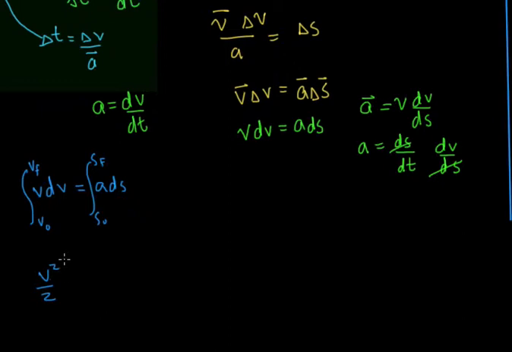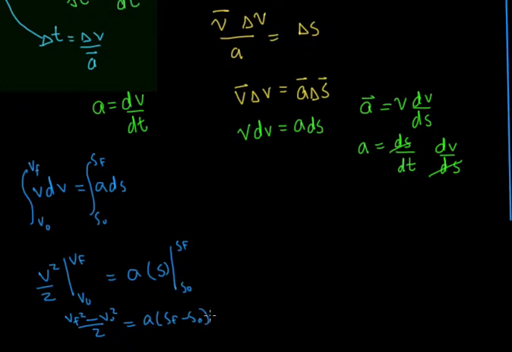squared over 2, evaluated at vf and velocity initial, and then equals, now acceleration is just some number like 9.8 downwards. So we can actually move the a outside of here and it just becomes the integral of ds, so equals a times s. The integral of ds is s, evaluated at s final and s initial. Well, plugging values in, what do we get? We get vf squared minus v initial squared over 2 equals a times sf minus s initial.